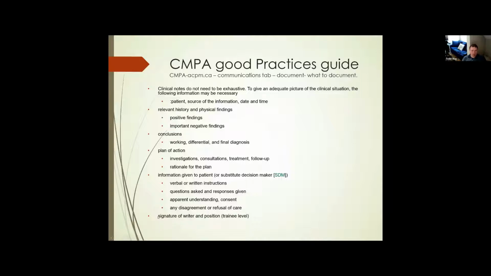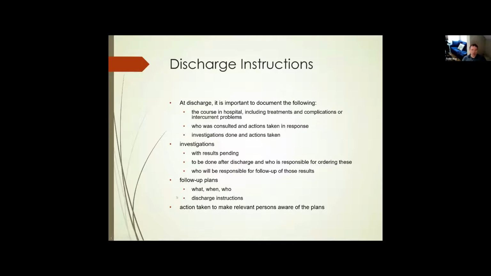Some people have a unique signature and we've come to recognize them, but if you don't work in our department, it would be helpful if you had printed your last name underneath, and certainly if you have trainees, for them to write their trainee level on the chart. A lot of times you pick up a chart and there are 4 signatures at the bottom and you have no idea who's who or what level they're at.